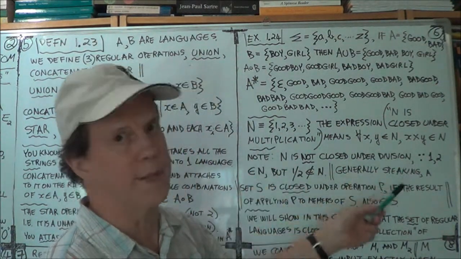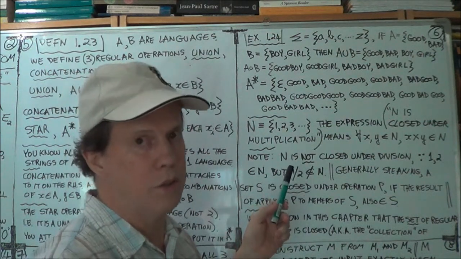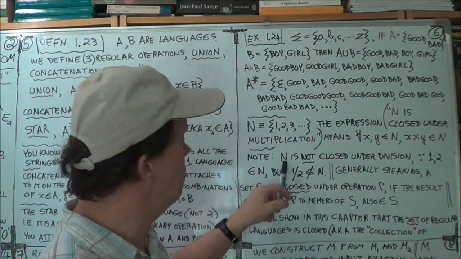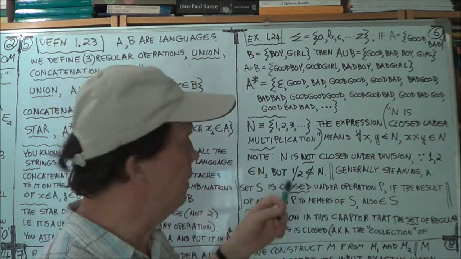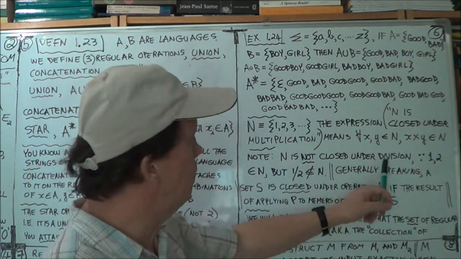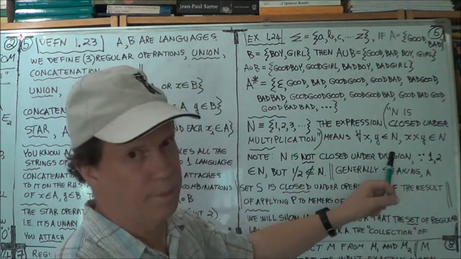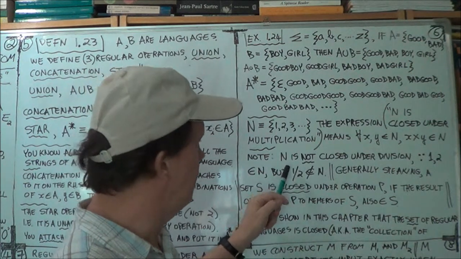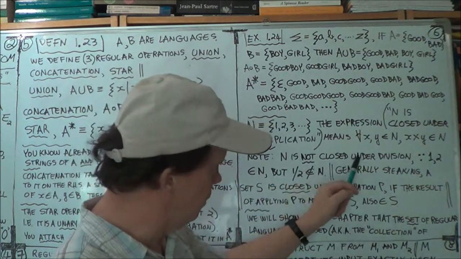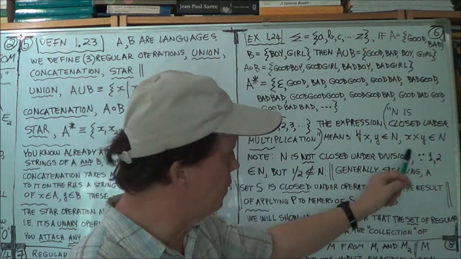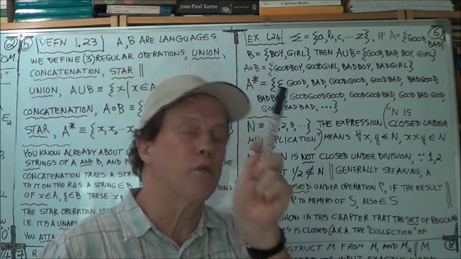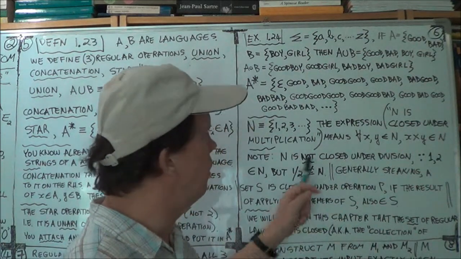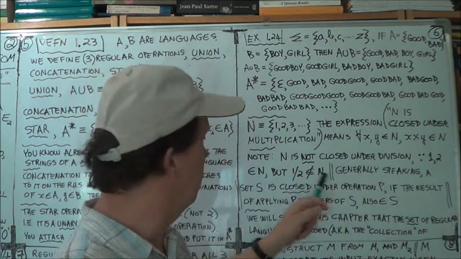Now let's give a counterexample where you do not get closure. So again, let's use the set big N, natural numbers, and this time the operator is going to be division, not multiplication. Now, in this case, this set N is not closed under this operation. It's not closed under division. Why? Because the result does not belong to the set. The result, when you divide, does not belong to N.